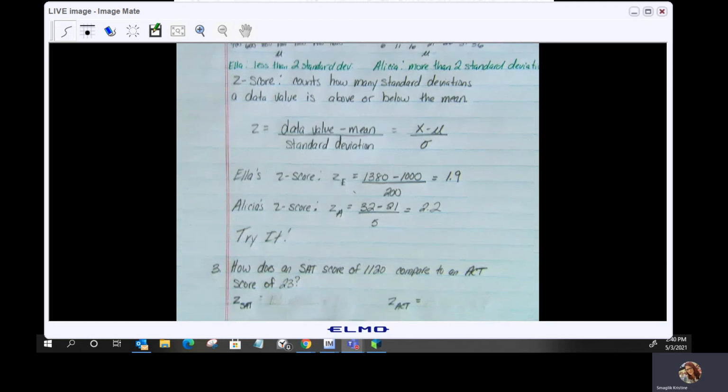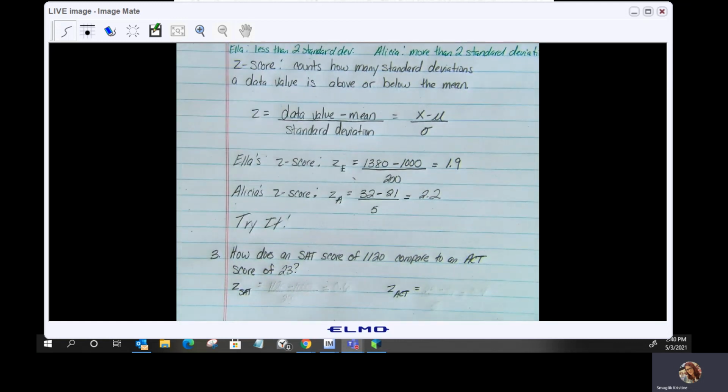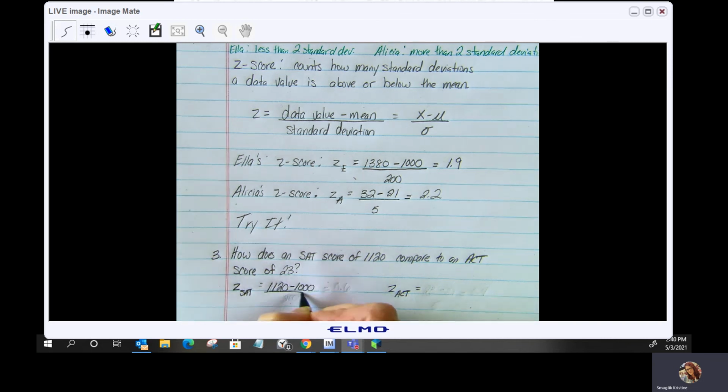So now let's take a look at your try it. How does an SAT score of 1,120 compare to an ACT score of 23? So let's do the z-score of the SAT. My data value is 1,120. From that, I'm going to subtract the mean of 1,000 and divide that by my standard deviation, which was 200. And if you pop that into a calculator, you get 0.6.